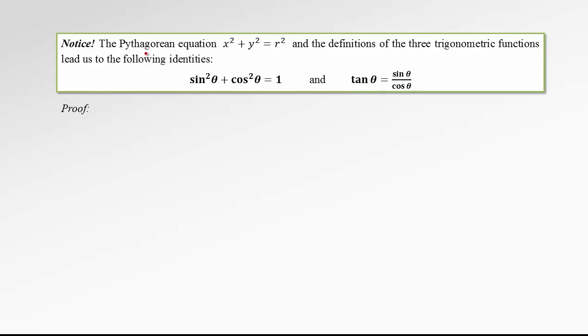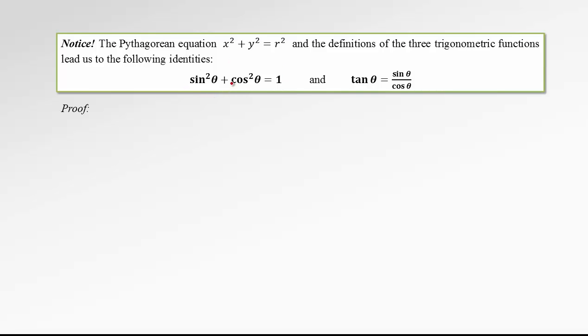Now, notice that the Pythagorean equation x squared plus y squared equals r squared and the definitions of the three trigonometric functions lead us to the following identities, very useful identities that it's worth memorizing. How can we prove those identities? How do we know that this is true?